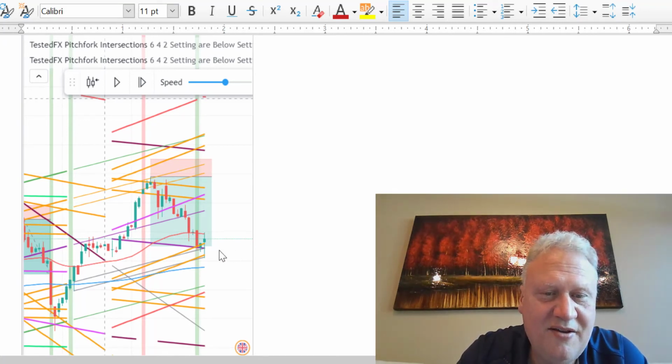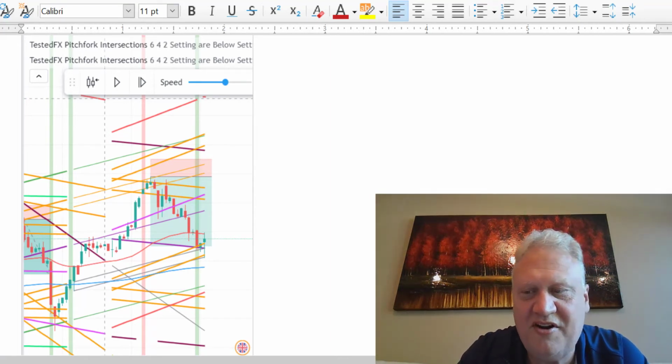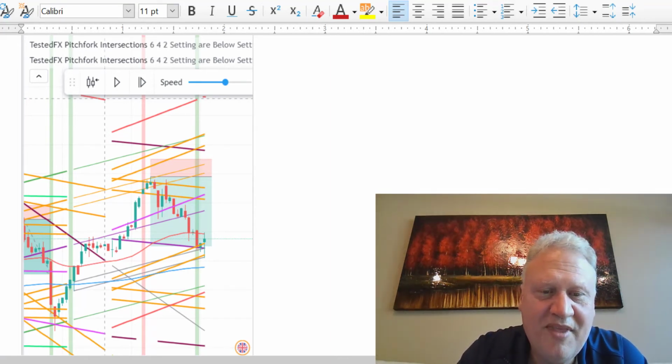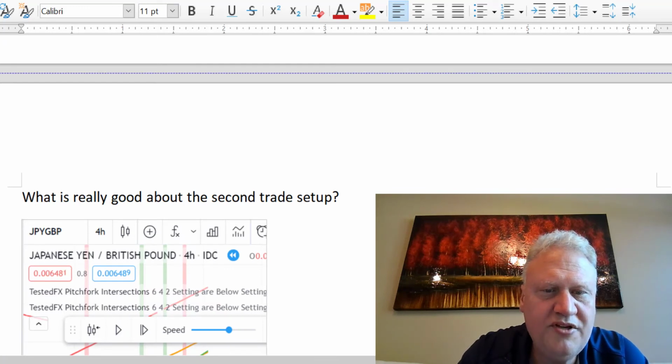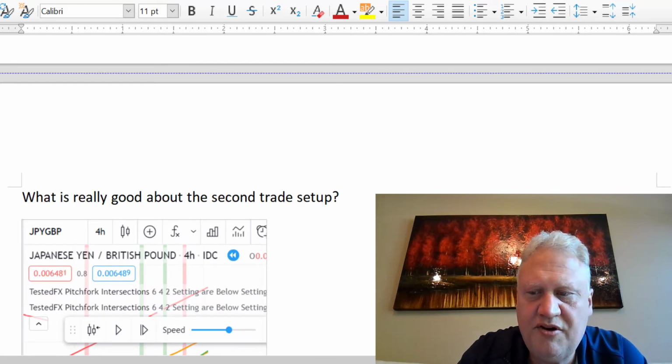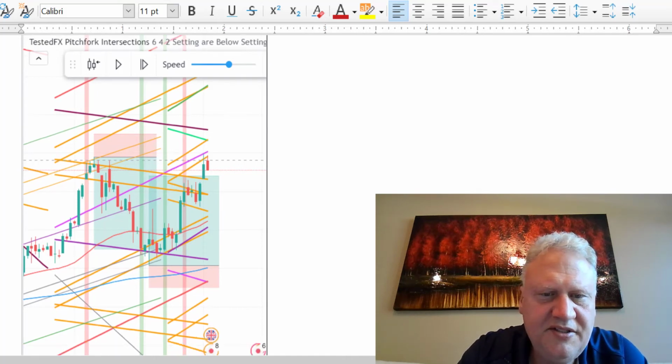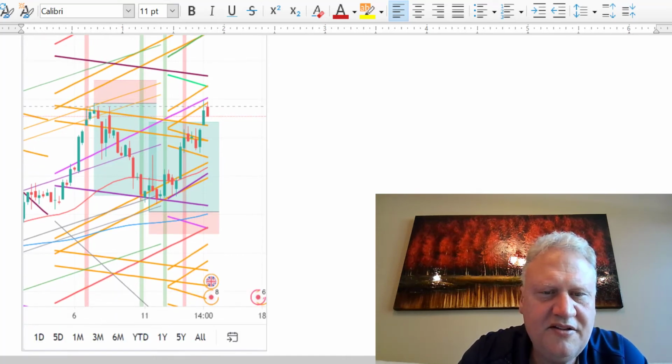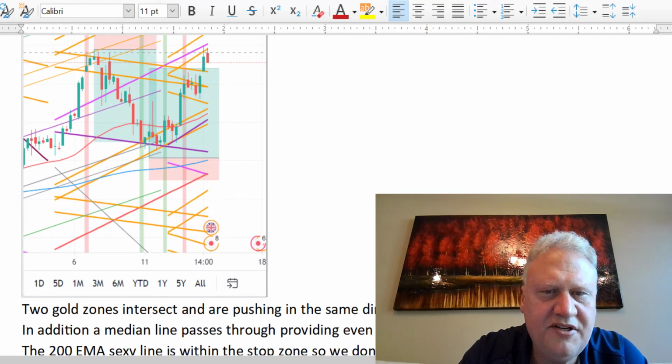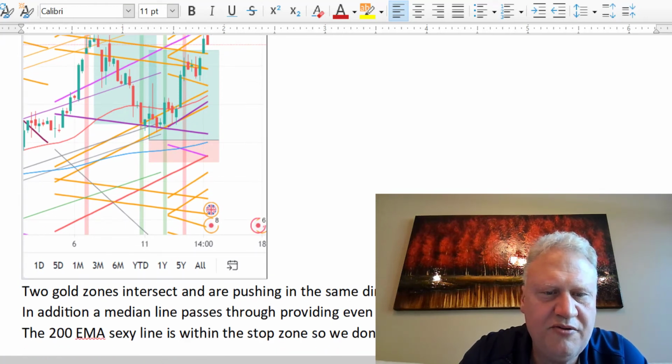He does get away with it, and it's an amazing trade, and he picks up 8% on his account. That's awesome, but a little risky. Also, not a lot of white space above. Let's look at this one. What is really good about the second trade setup? All right, so let's ignore this one and look here. What is really good about this? I'll see if I can pull this up and we'll get the answer in, and you can see as well. So I'll go through and explain it.